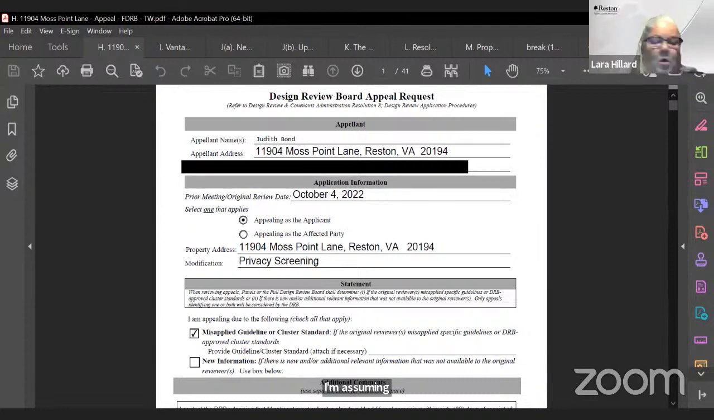Okay. All right. So do we have the appellant, the homeowner? Judith Bond. There's a Judith Loomis. There is a Judith. I'm going to ask them to unmute and confirm whether or not this is her turn to speak.